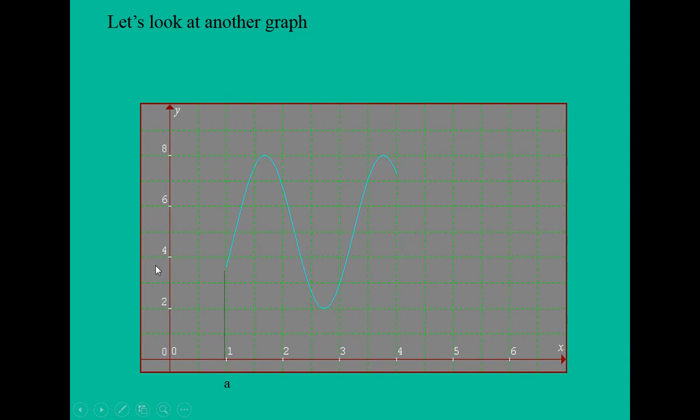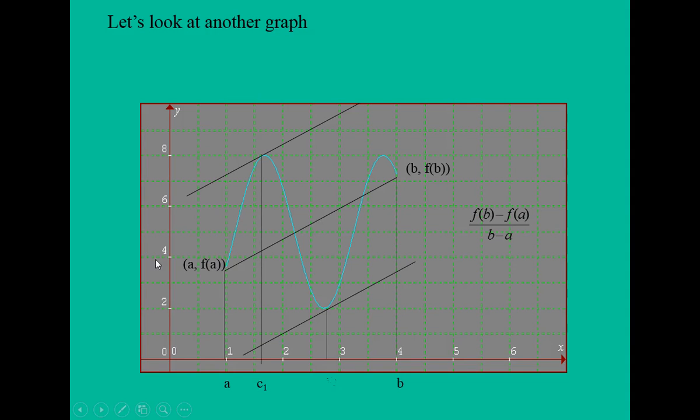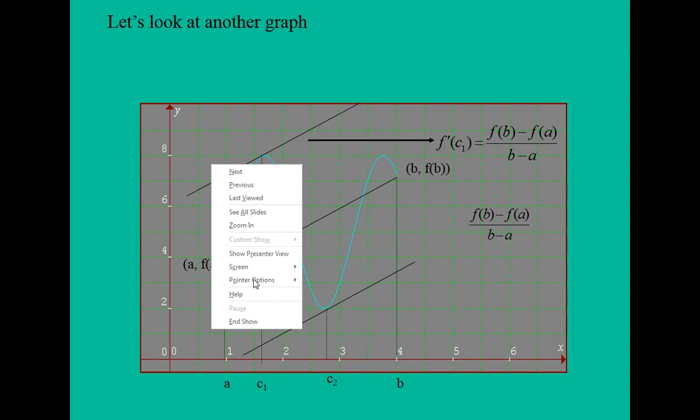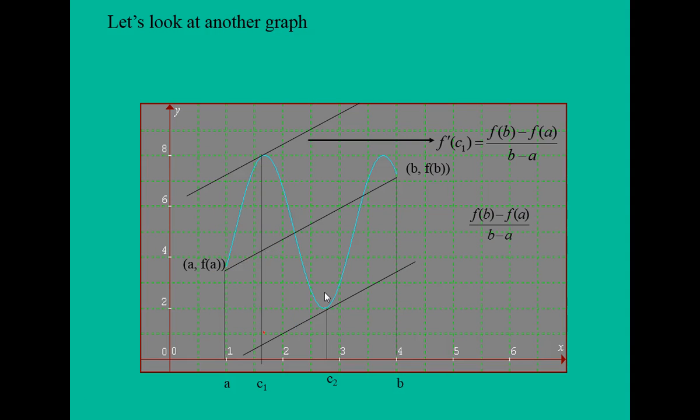Here's another graph. Notice for this graph, if we looked at the slope of the secant line between a and b, we have several different values of x where the slope of the tangent line would equal the slope of the secant line. So we can get more than one value. And we also would have a slope of a tangent line right in here also.